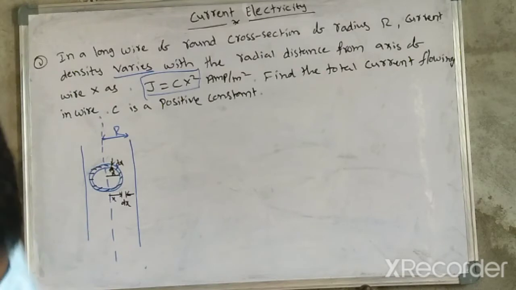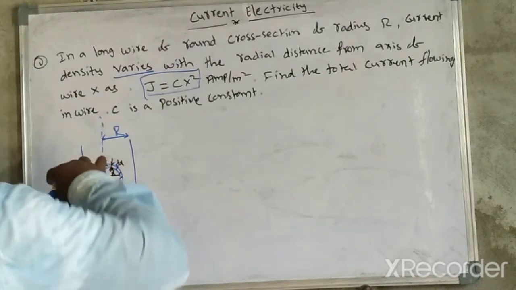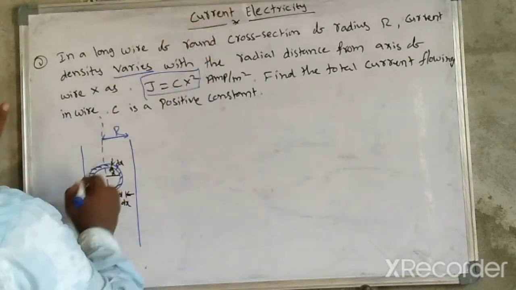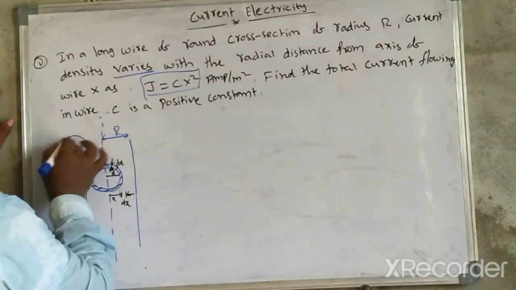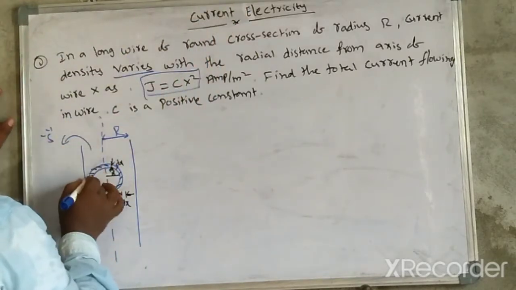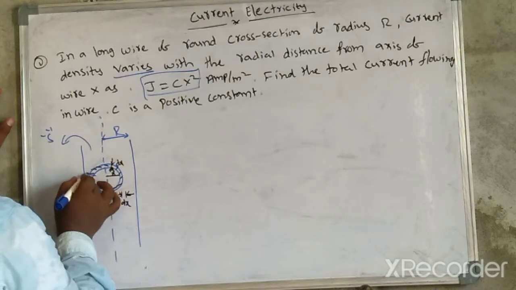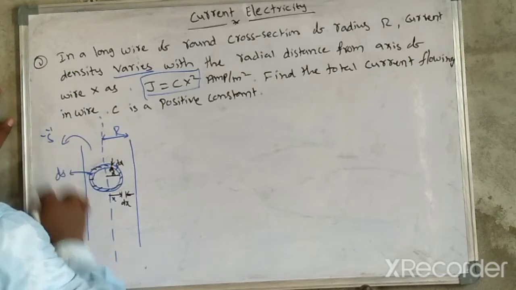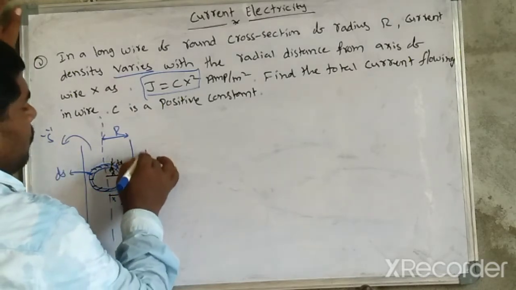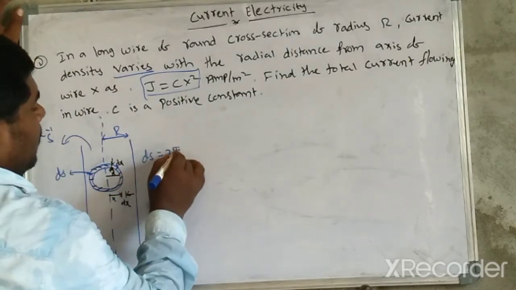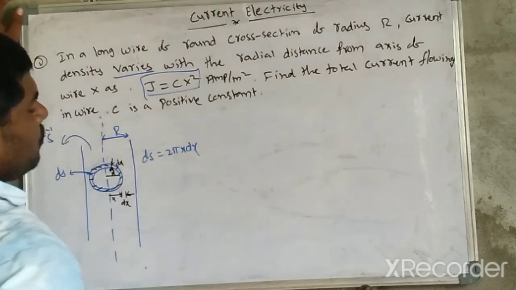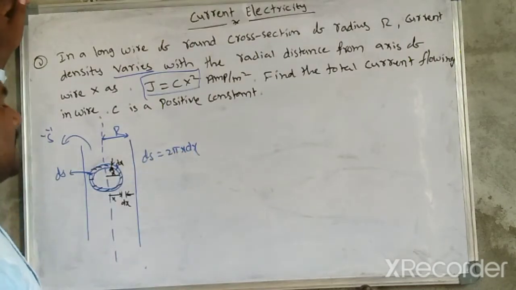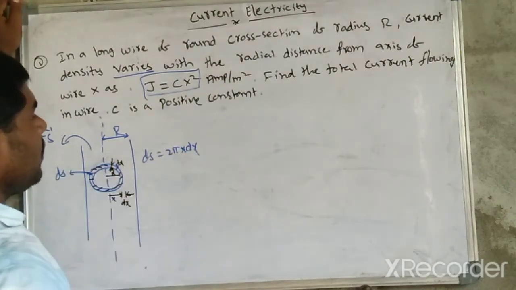Here the area ds, let us consider the total cross sectional area S, and this small cross sectional area ds. So ds is equal to 2 pi x into dx. So this ds value we know.